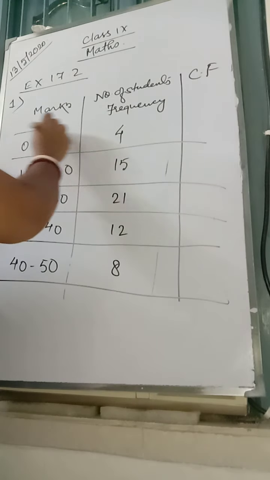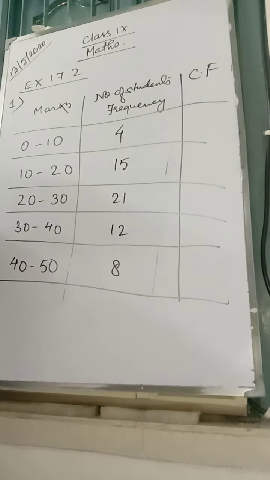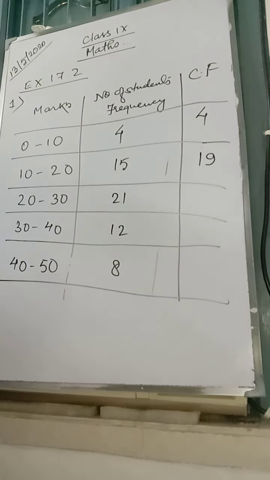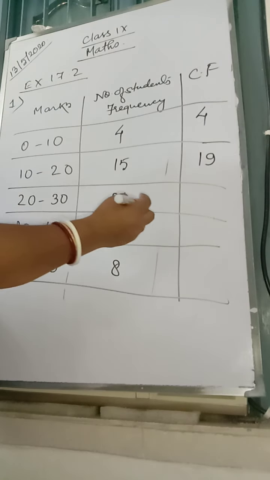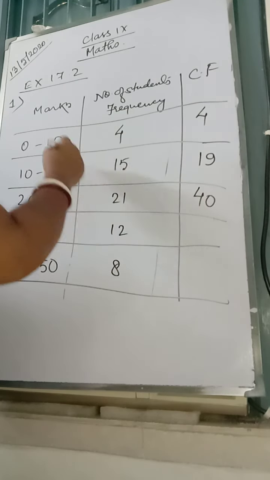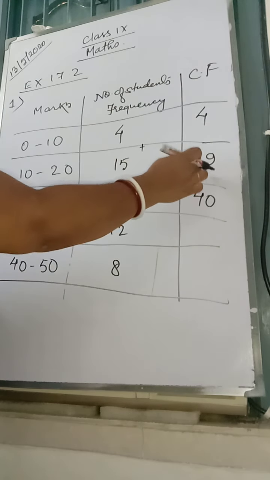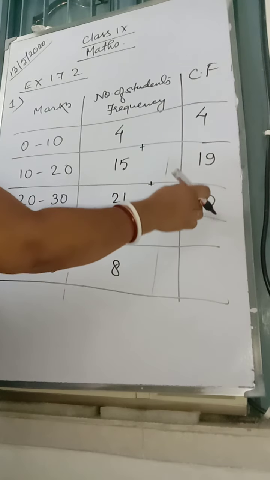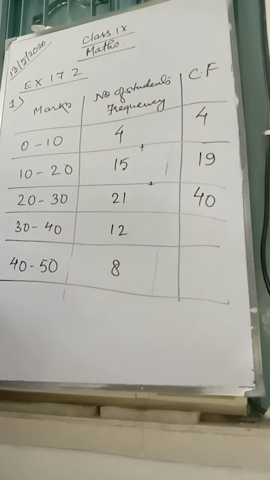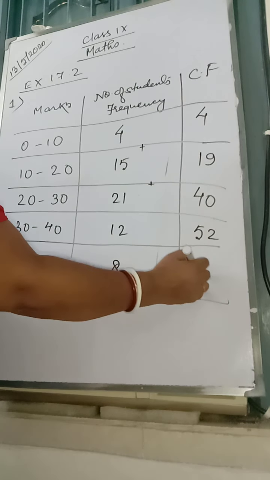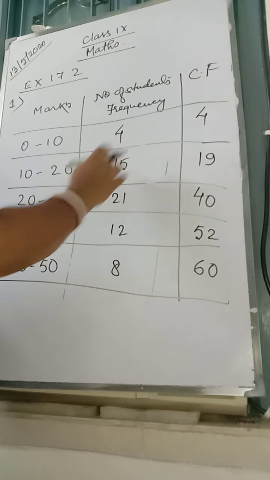Now what would be the cumulative frequency? The meaning of cumulative frequency is, 0 to 10 there are 4 students, and 0 to 20 how many students are there? 15 plus 4, 19 are between 0 to 20. Now 0 to 30 how many are there? This is the sum of 4 plus 15, written here 19. This 19 plus 21 is written here 40. Now 40 plus 12, 52. 52 plus 8, we got 60. Total students we have got.